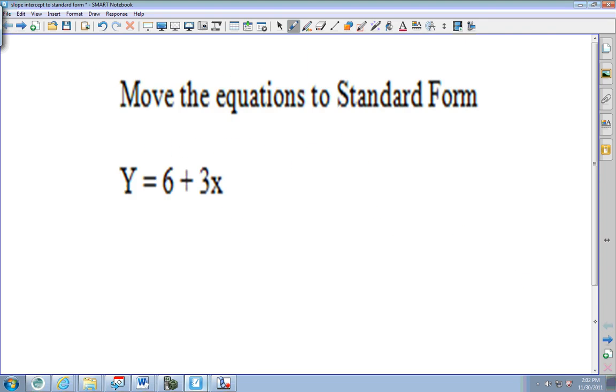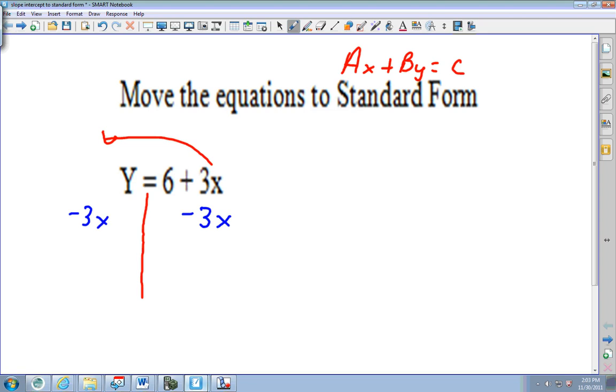Okay, so right here, this equation is in slope-intercept form right now, and it wants us to move it to standard form. Remember, ax plus by equals c. So I'm going to draw my line to divide it, and I need to move this 3x over here. To move it to the other side, it's a positive 3x, and I need to do the opposite. The opposite is minus 3x, so I need to subtract 3x from each side. Now I get negative 3x plus y equals 6. And that's my answer. That's standard form. Let's try the next one.